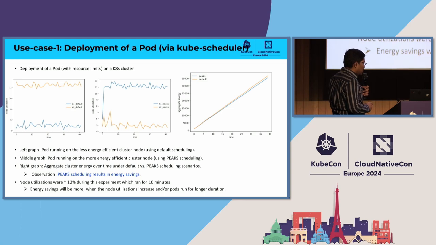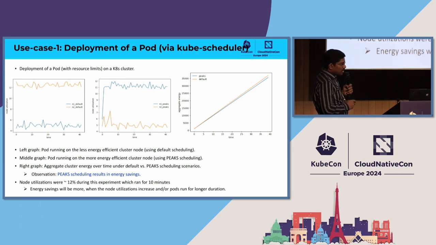The first use case is deployment of a pod using the Kubernetes scheduler. Under this, we considered a cluster with two nodes, and we assume there is no other application or pod running on this cluster. Only one pod is to be scheduled, which belongs to our application. When that pod is scheduled using the default scheduler, because the default scheduler is not cognizant of the nodes' efficiencies, it can place this pod on any of these nodes. Assume that it places this pod on the node which is energy inefficient. If it runs for a while, about 10 minutes, you can see that the node utilization of that energy inefficient node is around 12%. You could actually run a bigger workload, and the utilization can be much higher.